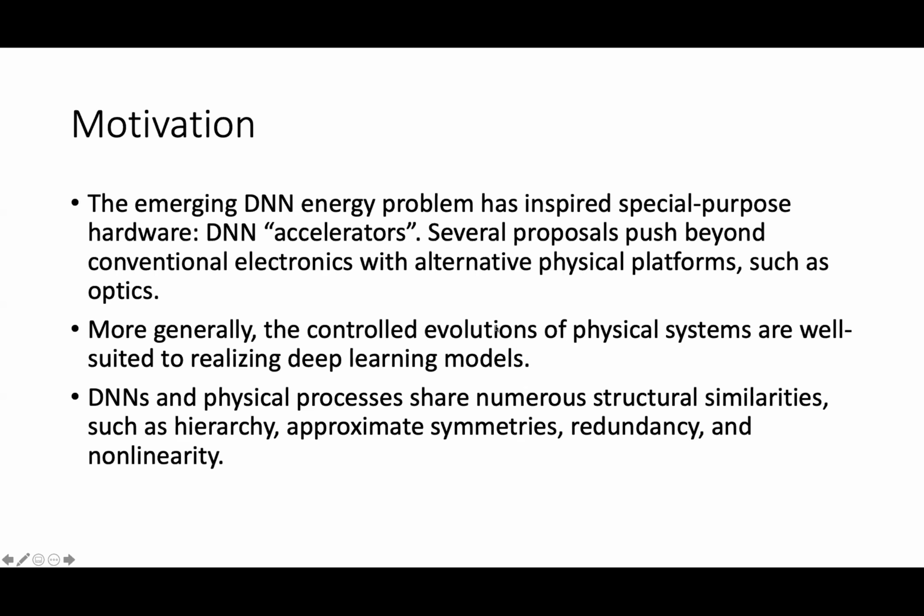More generally, the controlled evolutions of physical systems are well suited to realize deep learning models. That in general can be more than optics, literally other systems. DNNs and physical processes share numerous structural similarities, such as hierarchy. That is to say, the deep neural network is a composition of functions, and the same thing can happen in the physical process. Approximate symmetries, for example, rotation symmetry, permutation symmetry, something like that. Redundancy or over-parameterization, and nonlinearity.